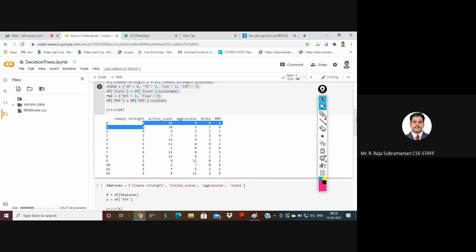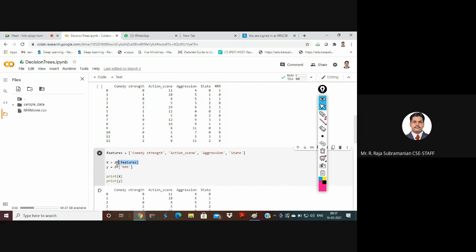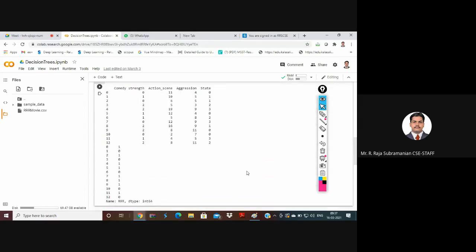Now I can apply what is my input and what is my output. So I take my features: comedy strength, action, scene, aggression, and state. These are going to be my attributes as input X, and the output is going to be RRR, that is, whether the film is going to be hit or flop. So I print X and Y and see what the inputs and outputs are. So I have my inputs and outputs ready. This is the initial phase.